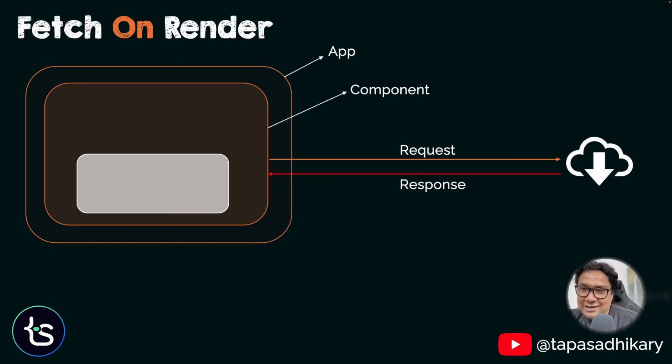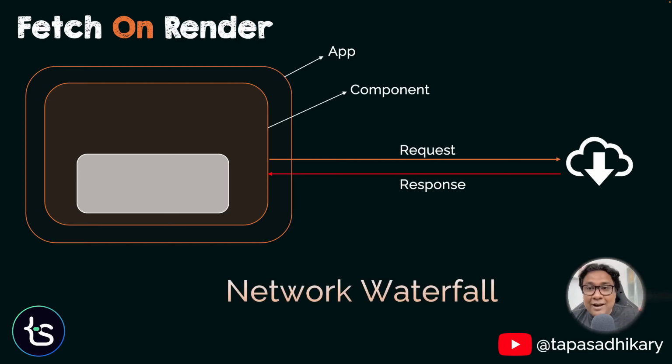Then its call's request happens, then its response happens. So it means that the child component's request and response is halted until the parent component's request and response is complete. This particular phenomenon already has a name called network waterfall, which is really bad and dangerous for an application in the modern application. So this is fetch on render.